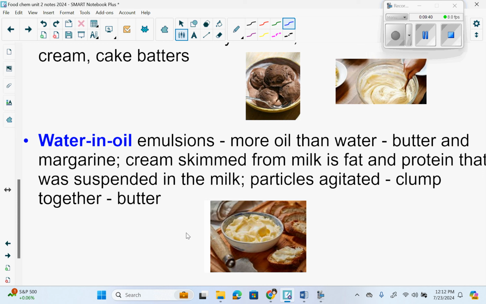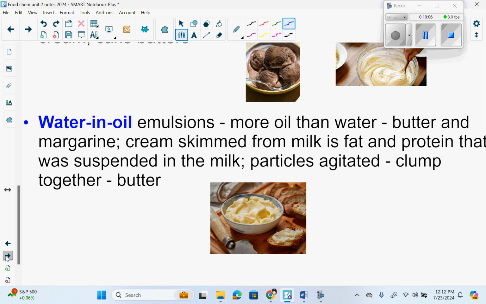Cream is skimmed from milk, which is fat and protein that was suspended in the milk, right? So you can pull that off. The particles are agitated, clumped together, and that's your butter. Right now I told you milk is homogenized, but you can actually pull that cream or fat out of the milk, and that's one of our labs. And you can use that fat to go on and make butter. So first you can get whipped cream, and then if you keep going, you get butter.